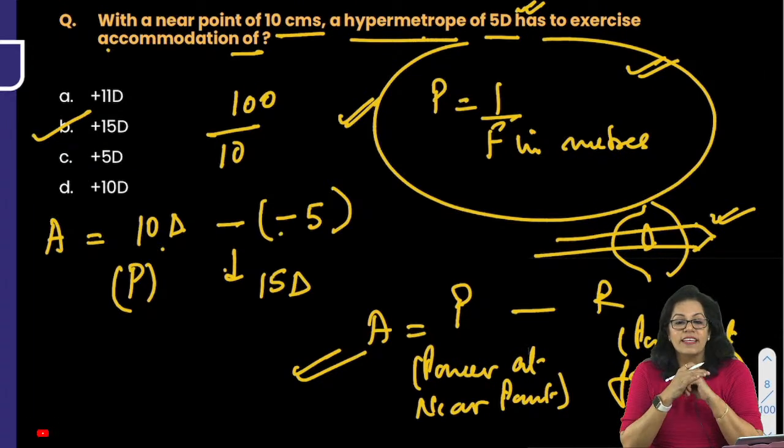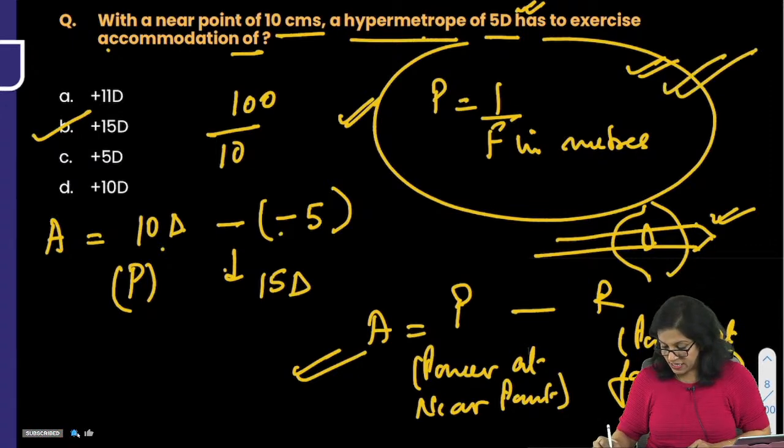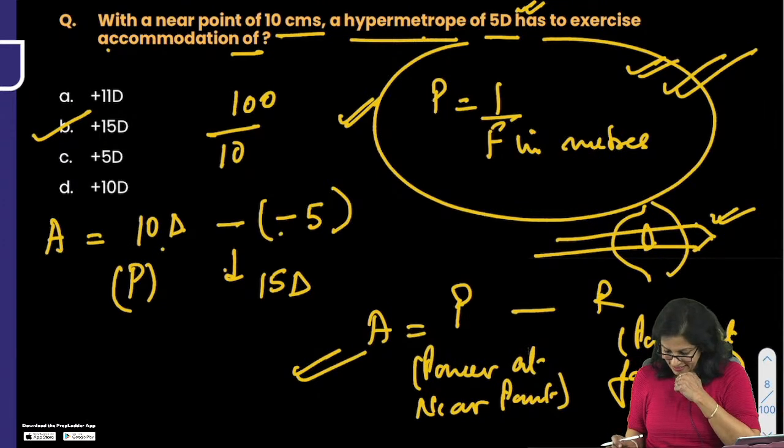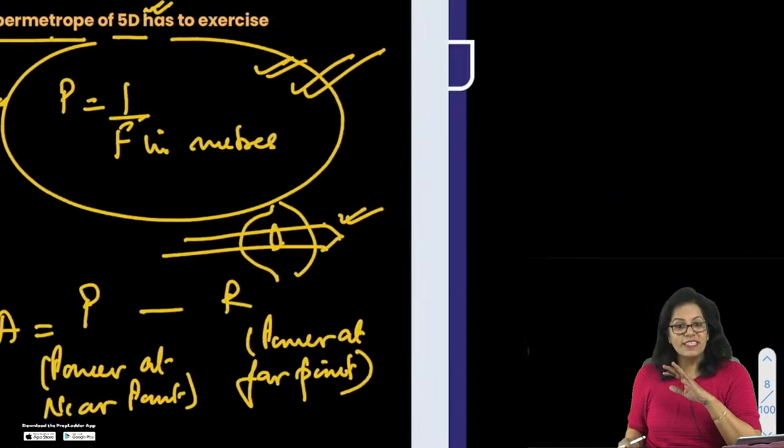So that is why it has to be in meters. That is why inverse of focal length in meters. That is the reason. Okay, so if you have understood this, I think it's absolutely clear now.